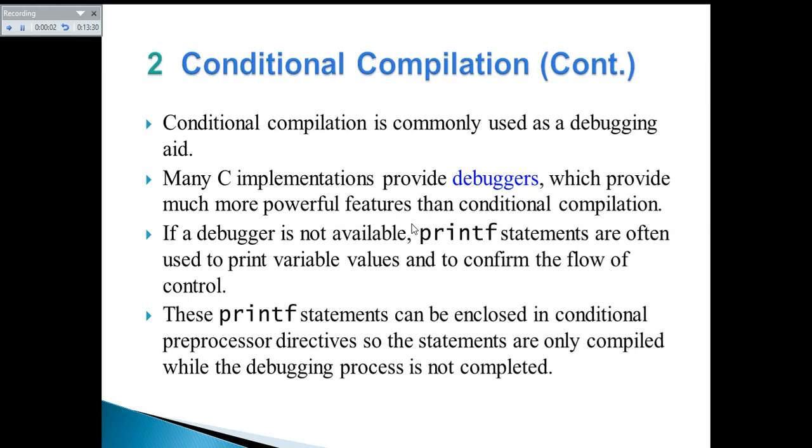Conditional compilation is commonly used as a debugging aid. So the basic purpose of conditional compilation is to serve as a debugging aid. Many C implementations provide debuggers which provide much more powerful features than conditional compilation. In cases where you do not have extensive debugging facilities, you can go with conditional compilation as an aid for debugging. If a debugger is not available, printf statements are often used to print variable values and to confirm the flow of control.